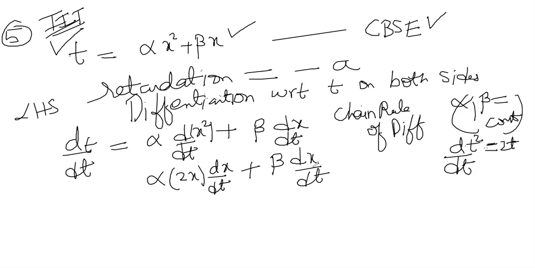Now you will be tempted to say, sir, this is 1. No, no, it's not 1 because it's not dt by dt. It is dx by dt. Understood? It is not dt by dt. It is dx by dt. Understood that or not?